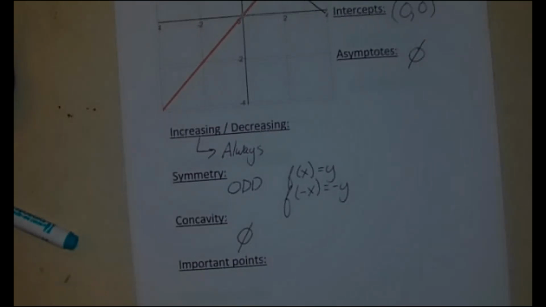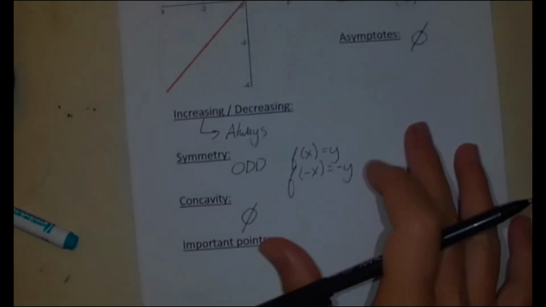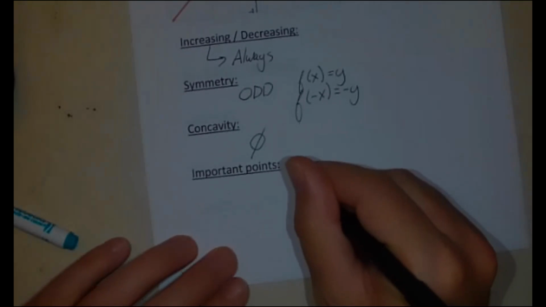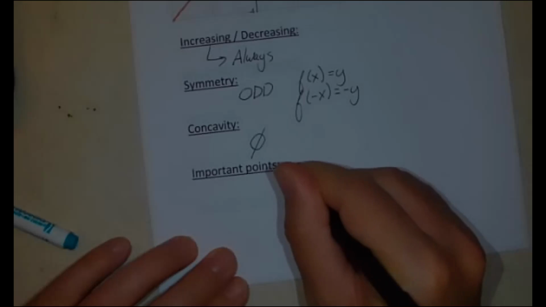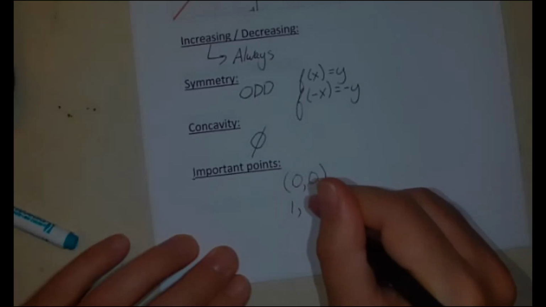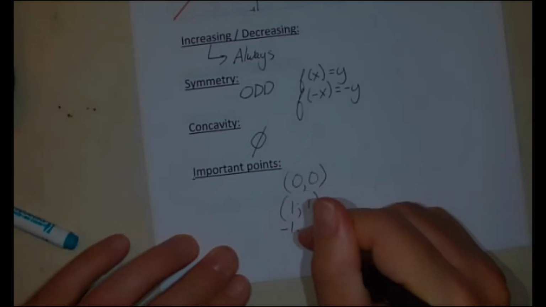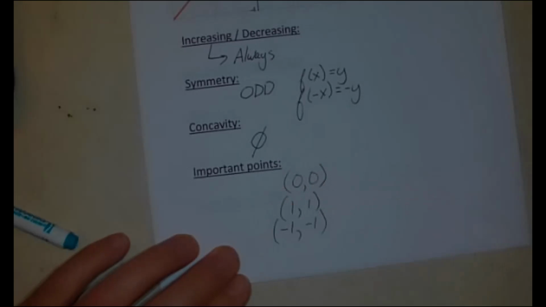And important points, these are just a couple of points which I personally think are kind of neat. They aren't anything which would hold water if I went to a math conference and said, hey, you know the important points of the identity function? No one would necessarily agree with what they are, but 0, 0 seems like an obvious candidate to me. 1, 1 and negative 1, negative 1 are also good ones.